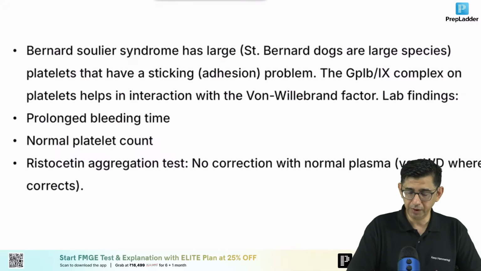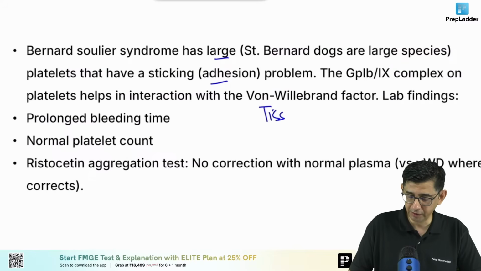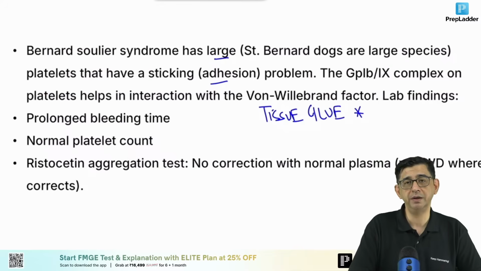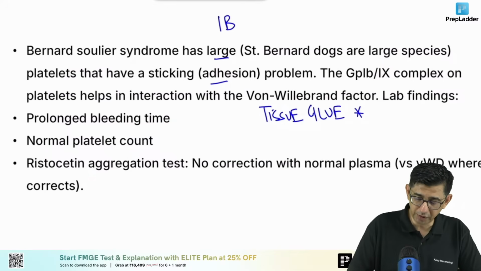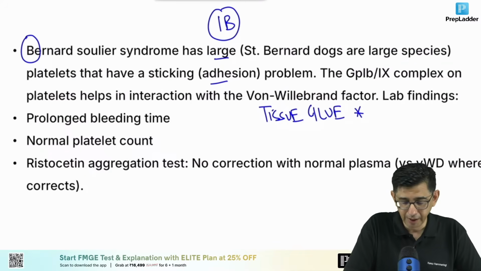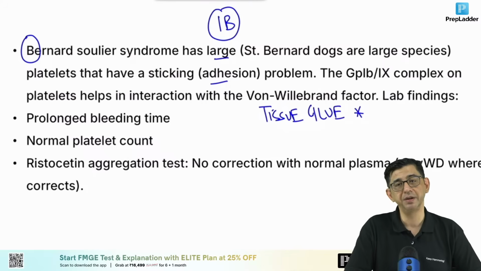Bernard-Soulier syndrome will have large platelets that have an adhesion defect. And what I mean by adhesion is adhesion with the tissue glue. What is the tissue glue? The tissue glue is von Willebrand factor. The problem is not the deficiency of von Willebrand factor, it is the platelet that is lacking the 1B receptor that I was talking about. Bernard-Soulier begins with B, and it is the 1B receptor which is to be remembered. Pretty straightforward, man. It is 1B. The Bernard-Soulier 1B receptor is responsible for the platelet adhesion part that is affected.